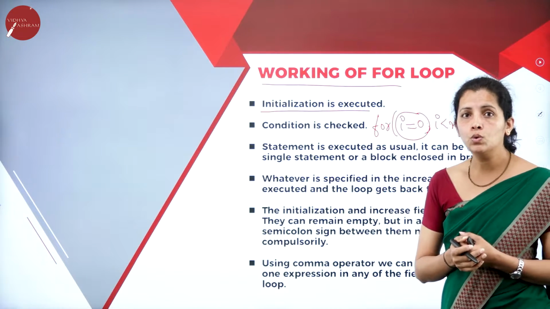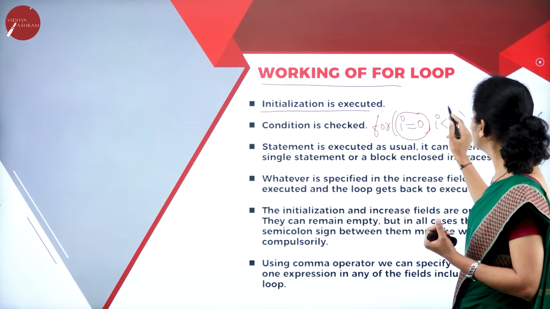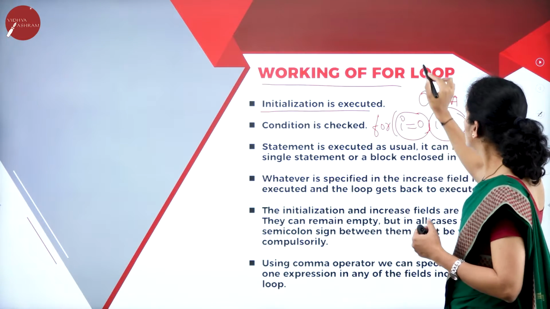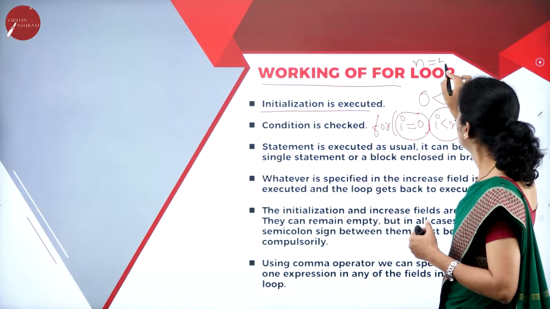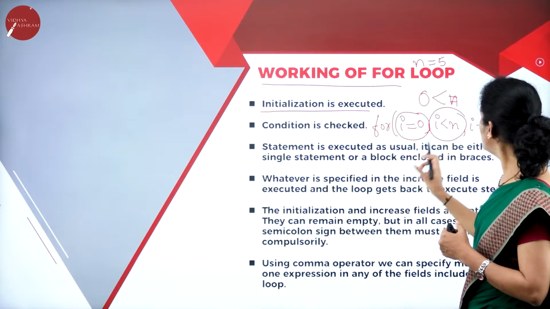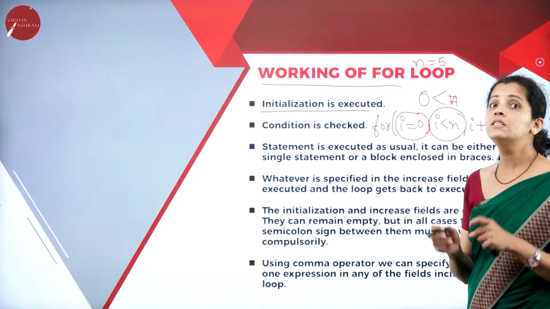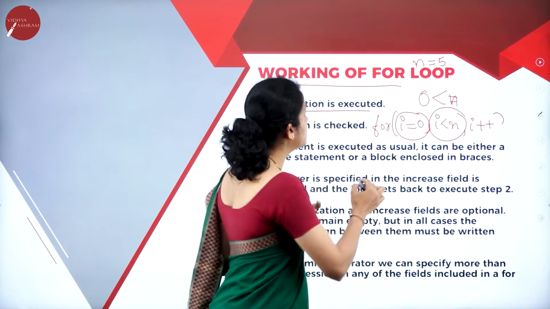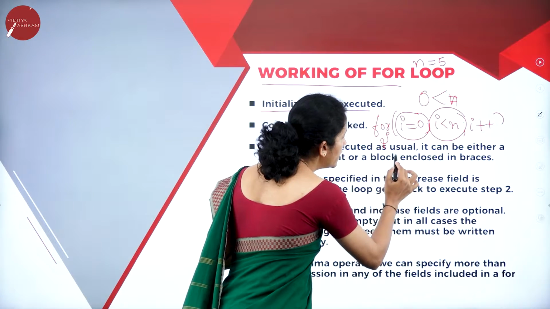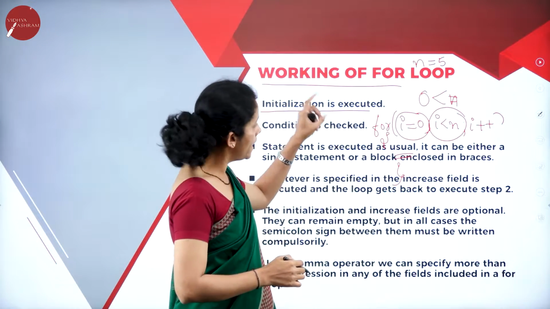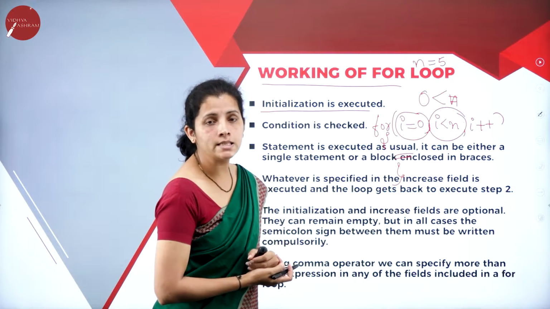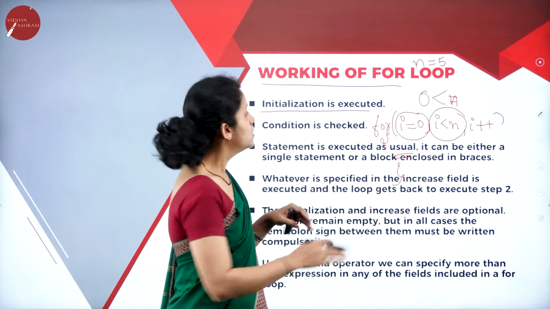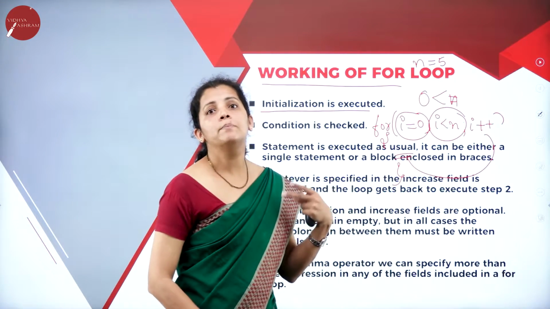After that, what I want to do? I want to check the condition. That is nothing but 0 less than n. For example, say n = 5. So here 0 < 5. If this condition is true, what's going to happen? The control comes into the for loop and executes all the statements present in the for loop. After the completion of the execution, once again increment i by 1.